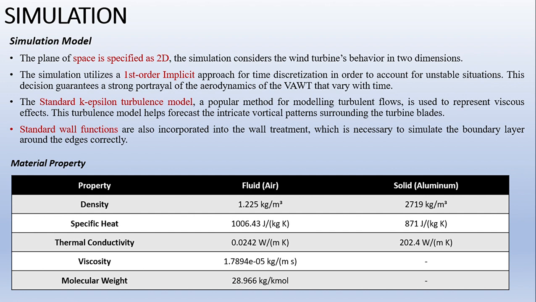Standard wall functions are also incorporated into the wall treatment, which is necessary to simulate the boundary layer around the edge correctly. For the material properties, standard air is taken as the fluid, and for the blade material, aluminum is selected, and the properties of both are shown in the table.